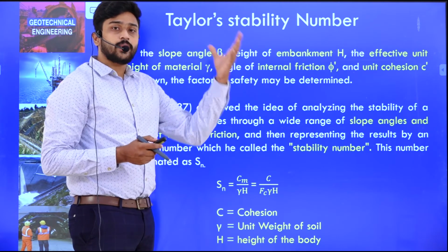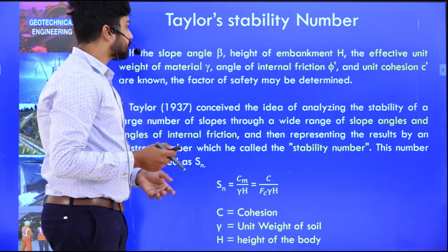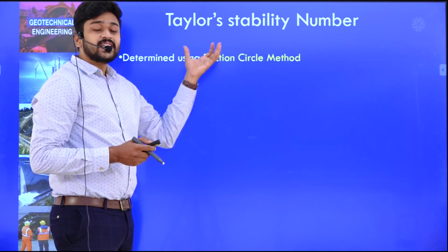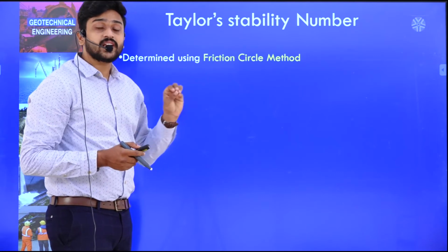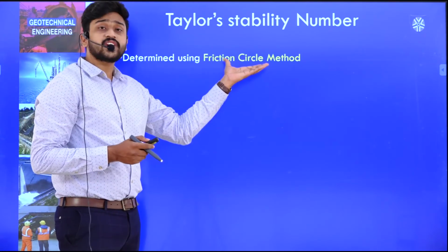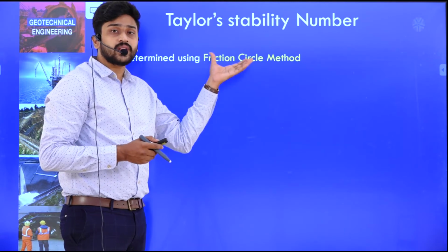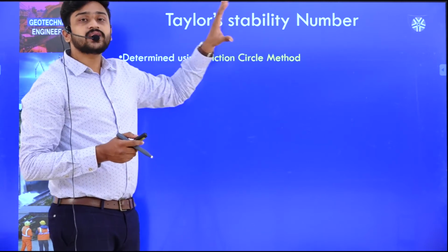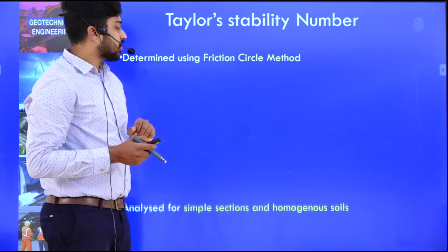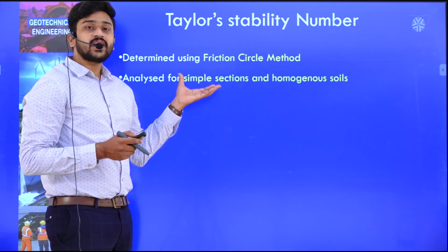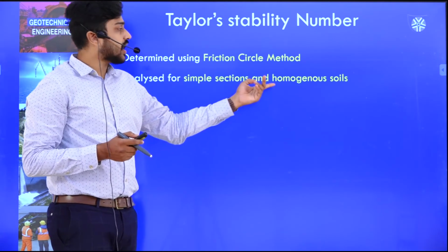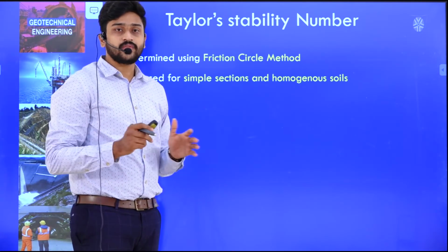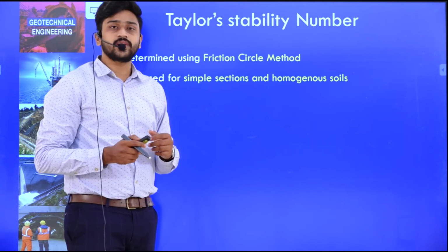Okay, now coming to the other part, Taylor has stated that these stability charts, whatever I have stated till now, are derived based on the friction circle method concept. This is one method of stability analysis. Based on this method he has obtained some stability charts, and he stated that this is generally used for simple sections and homogeneous soil. If the soil is homogeneous and the embankment is of simple form, then we can go for these Taylor stability charts.